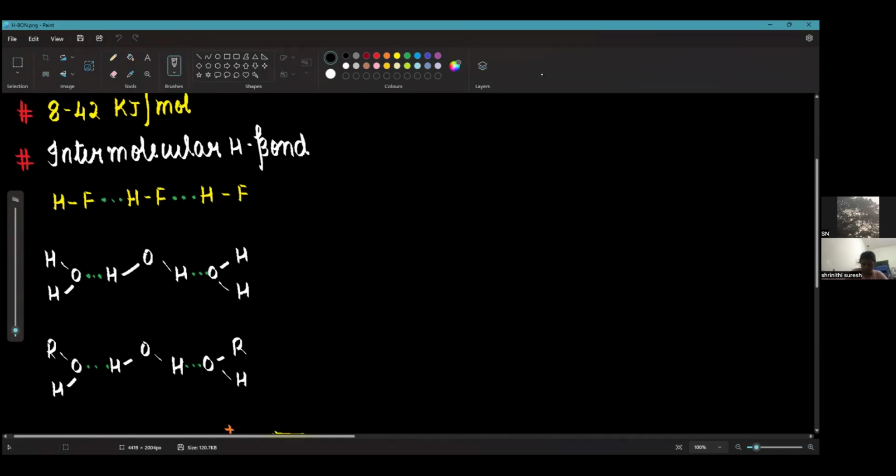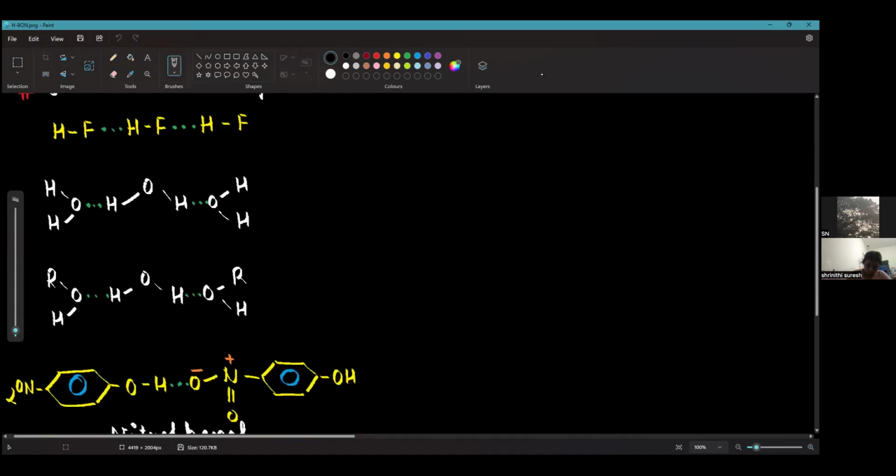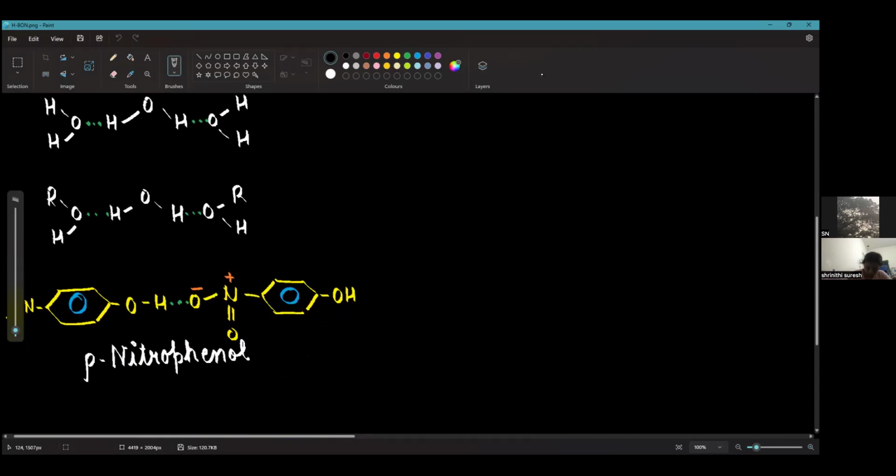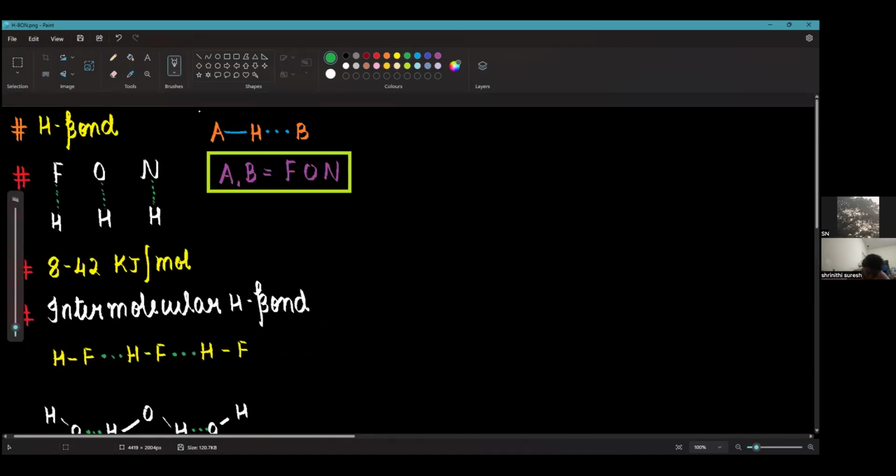The first one was HF, second one was water, third one was alcohol, and the fourth, a very important example, is para-nitrophenol. So para-nitrophenol has intermolecular hydrogen bonding. Now there are a couple more examples in intermolecular hydrogen bonding. Let's talk about acetic acid.